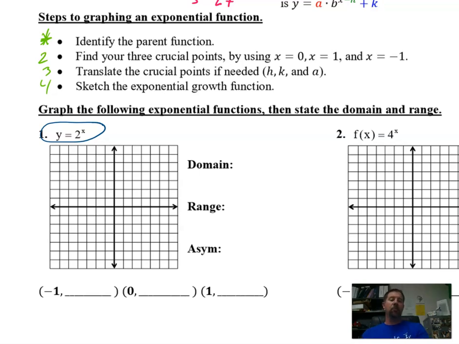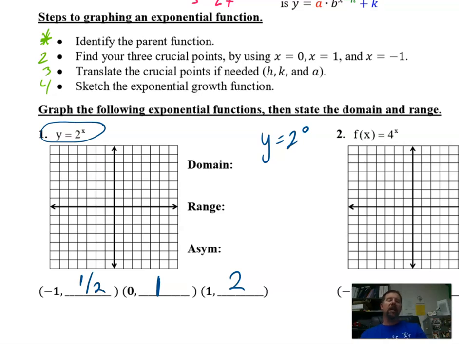We talked about when you plug in 0, you will always get 1. 2 to the 0 is 1, right? If I plug 2 to the first in, I'm going to get 2. I'm going to get my base. And if I plug in negative 1, you're always going to get 1 over your base, or 1/2. Okay, so we're going to find these 3 points.